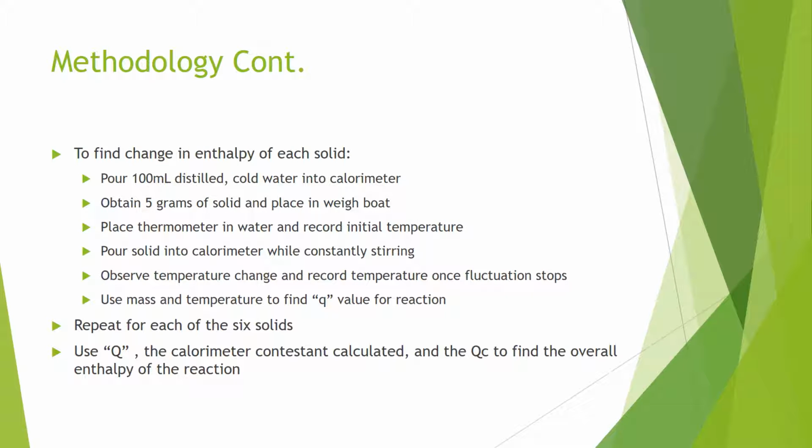We then had to find the change in enthalpy of each solid. To do this, we measured 100 milliliters of distilled water with a graduated cylinder, then added it to the calorimeter. About 5 grams of magnesium sulfate was obtained and massed in a weighboat using an electronic balance. The initial temperature of the water in the calorimeter was then recorded. We poured the solid into the calorimeter while stirring and monitoring the temperature. The final temperature, the point where the temperature stopped changing, was recorded. Using the mass and temperature values, we calculated the heat of the mixture. This process was repeated for each of the 6 solids.